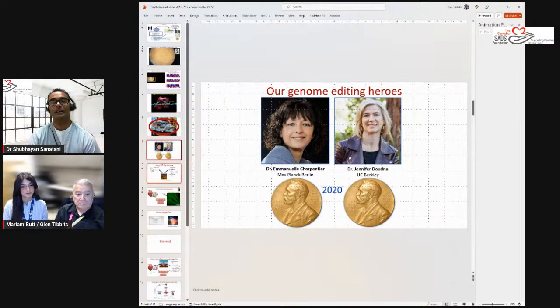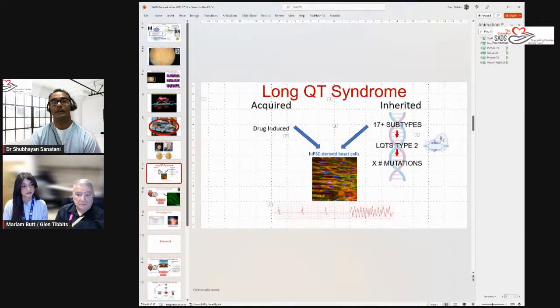And what a great day it will be when the Canadian SADS Foundation has enough money that maybe they will offer a graduate scholarship or something like that. So anyways, that's what we're working for. We're working towards doing great things in science.